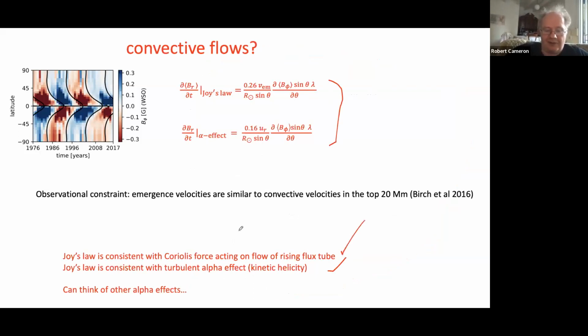It could be Joy's law comes from the Coriolis force acting on the rising flux tubes. It could be some other type of alpha effect. And the reason why we cannot tell the difference between these, or why it's at least difficult, is because the emergence velocities are similar to the convective velocities in the top 20 megameters. This is research from Birch et al. 2016. So all these velocities will be acted on by the Coriolis force, and all of them are of the same order of magnitude, and therefore it's very difficult to say whether it's a Coriolis force acting on the flows of the tube or whether it's a turbulent alpha effect.